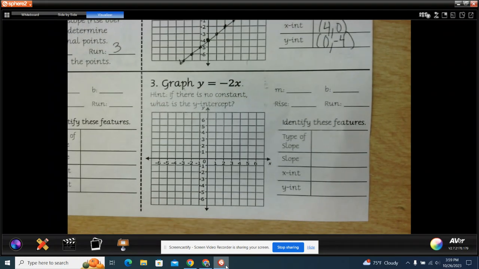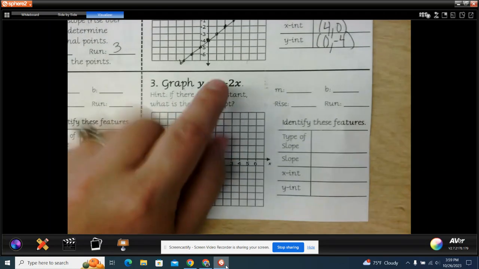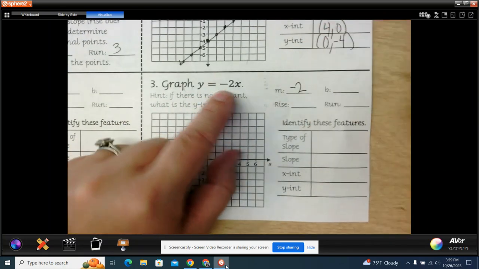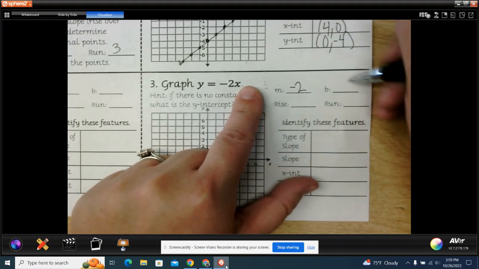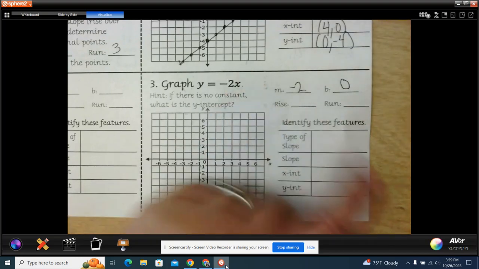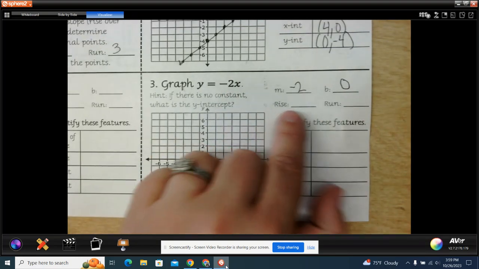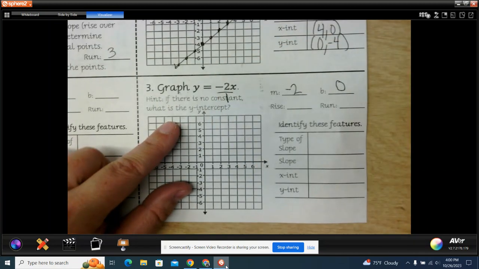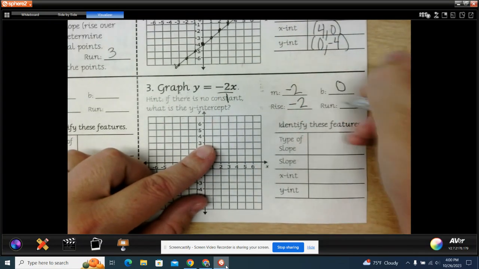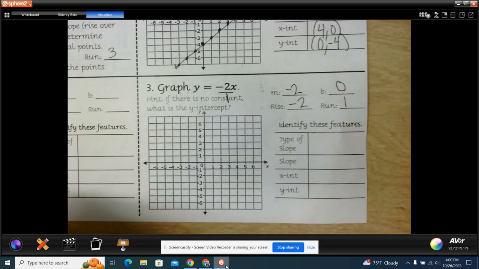Number 3, we have y equals negative 2x. So my m is the number in front, negative 2. This time there is no number at the end, no plus or minus. Since there is nothing, the number that represents our b is going to be 0. For our rise and run, we need to make it a fraction by putting 1 underneath. So our rise is -2, run is 1.